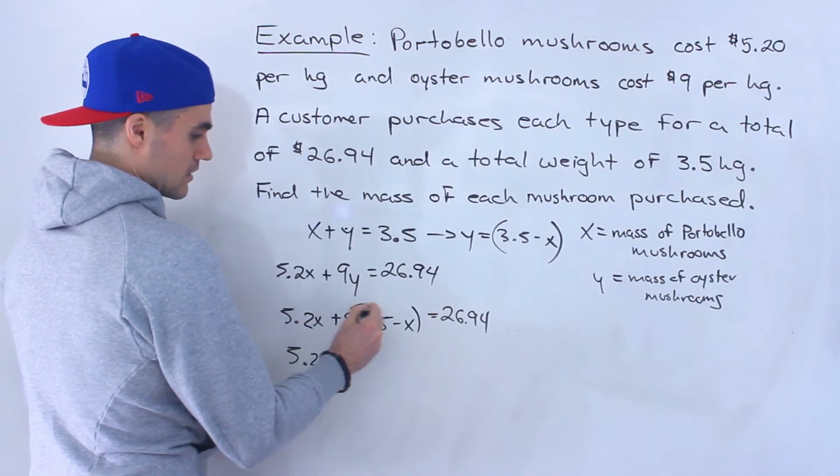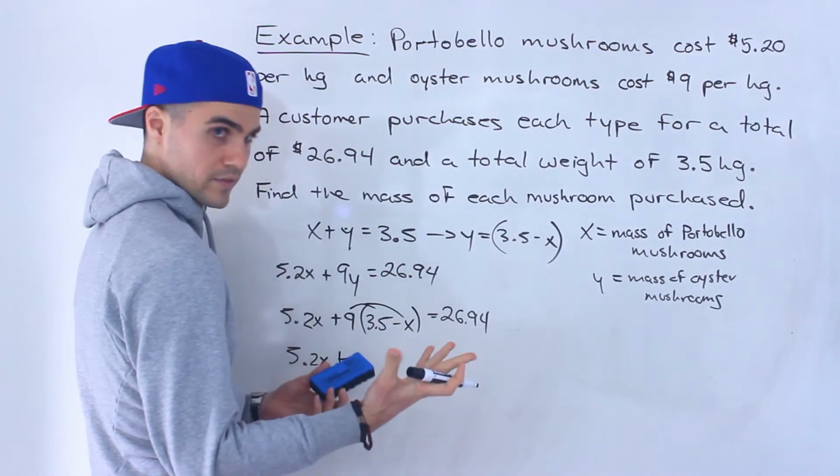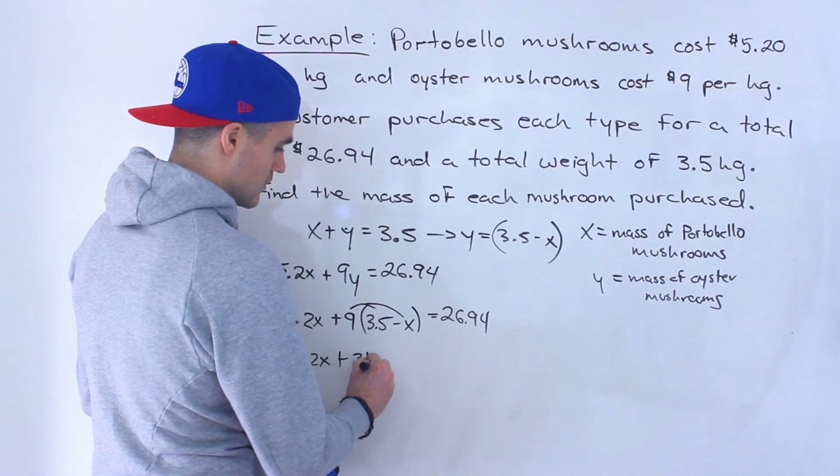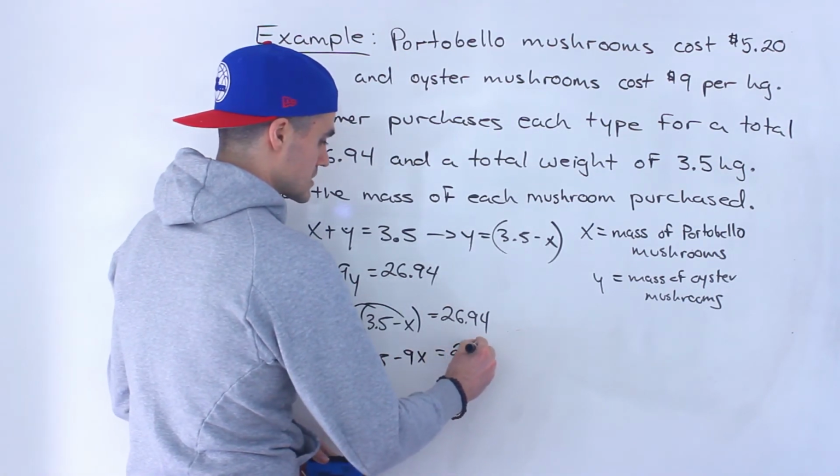And now this 9 here, we can distribute in the brackets. So 9 times 3.5, what would that give us? 31.5 minus 9x equals 26.94.